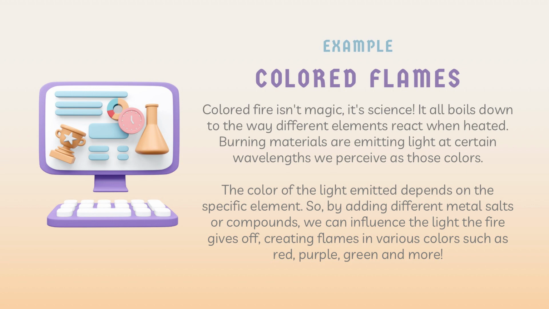These chemicals contain metal atoms. When those atoms are heated up in the fire, they get excited and jump to higher energy levels. But they don't stay excited forever. When they fall back down to their normal energy levels, they release that extra energy as light. The color of the light emitted depends on the specific element. So, by adding different metal salts or compounds, we can influence the light the fire gives off, creating flames in various colors like blue, green, purple, and red.